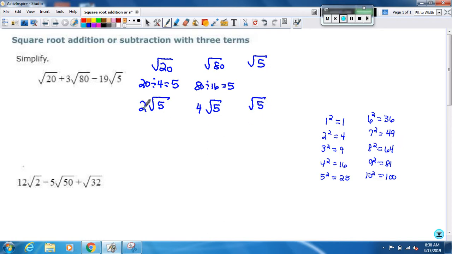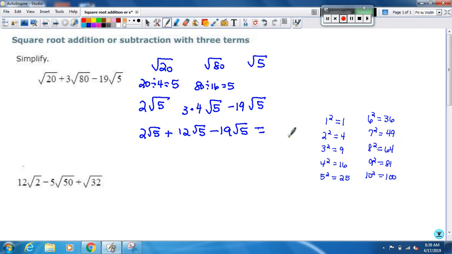Now after you get the square roots simplified, you look at the original problem and see if any of them had anything extra in the front. So the first one didn't have anything out front. The 80 had a 3 out front, so you've got to put it out front here. And the square root of 5 had a negative 19 out front. So I have 2 square roots of 5, a positive 12 square roots of 5, and a negative 19 square root of 5.